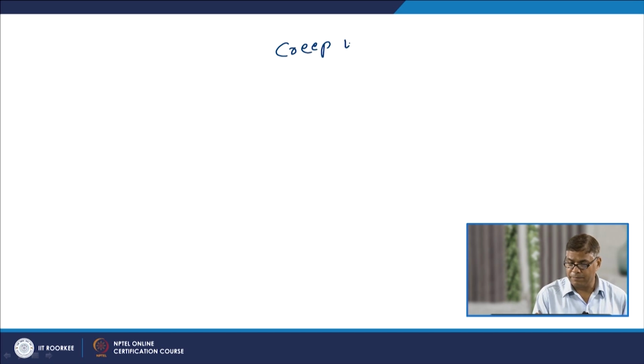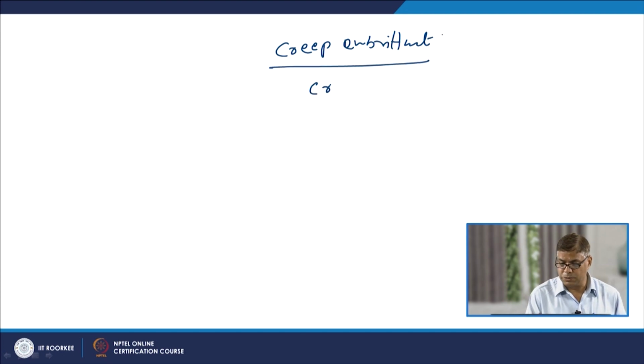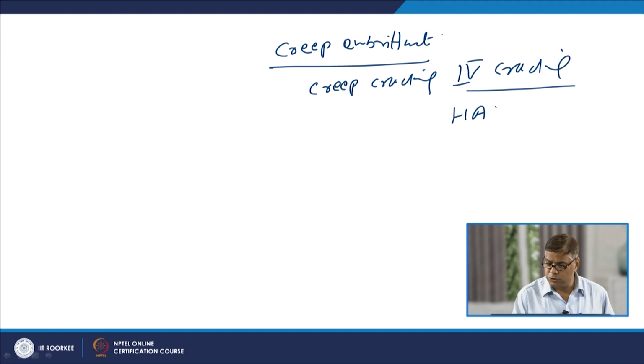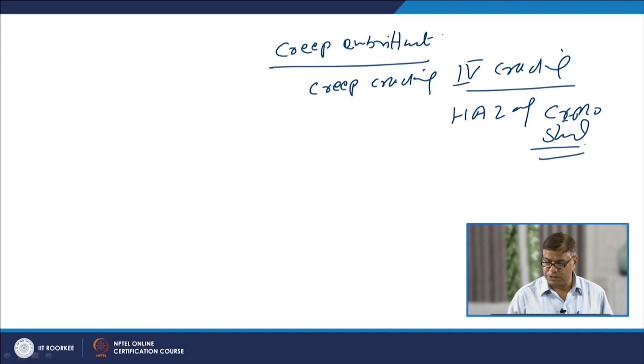The third and unique aspect which is observed with this type of welding is creep embrittlement. This is basically associated with creep crack formation. This is also known as type 4 cracking, and it is commonly observed in the heat affected zone of chromium molybdenum steel weld joints.